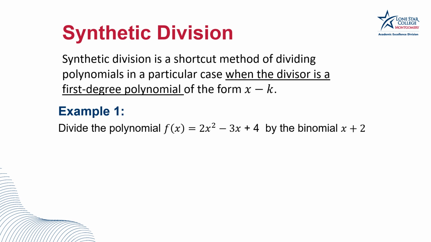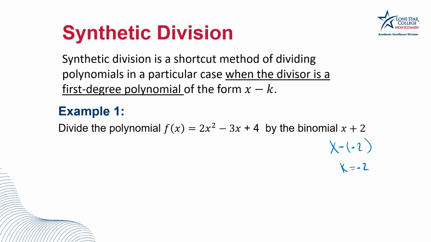Now, a shorter way to divide polynomials is using synthetic division, which is a shortcut method of dividing polynomials in a particular case when the divisor is a first-degree polynomial of the form x minus k. So take this example from before. We have a polynomial, 2x squared minus 3x plus 4, and we want to divide it by the binomial x plus 2. First we identify what our k is. Because we have x plus 2, and we want it in the form x minus k, we think of it as x minus negative 2. So we can say that our k is negative 2.